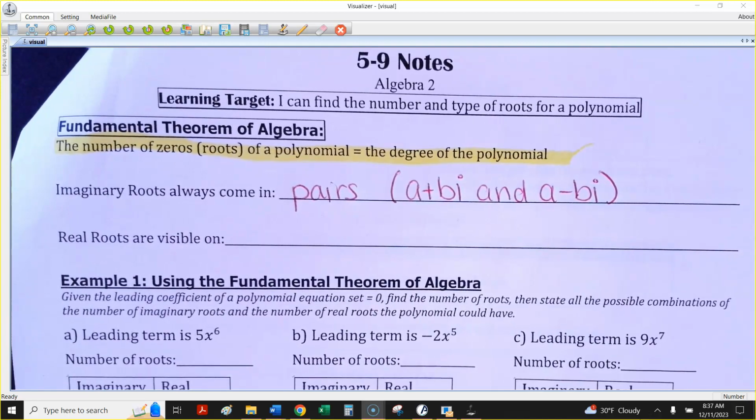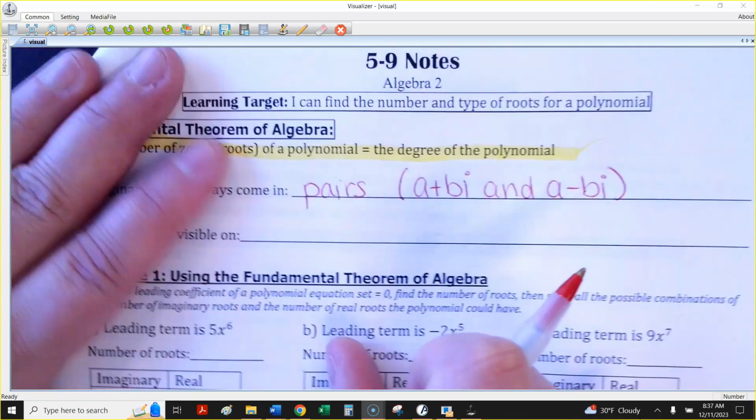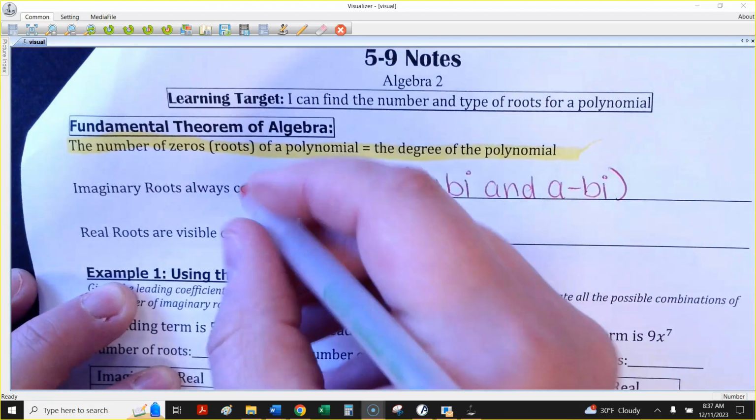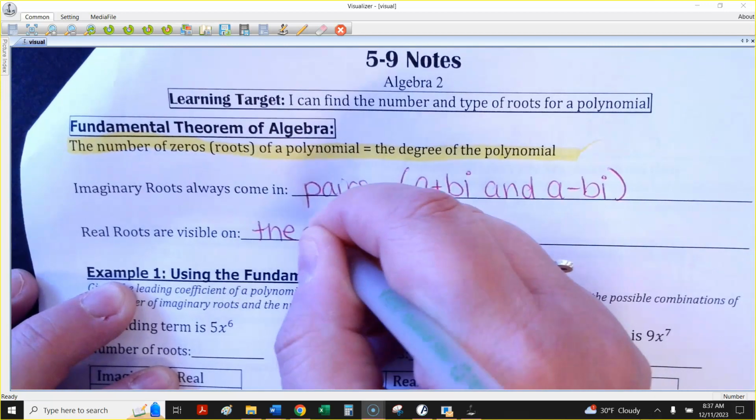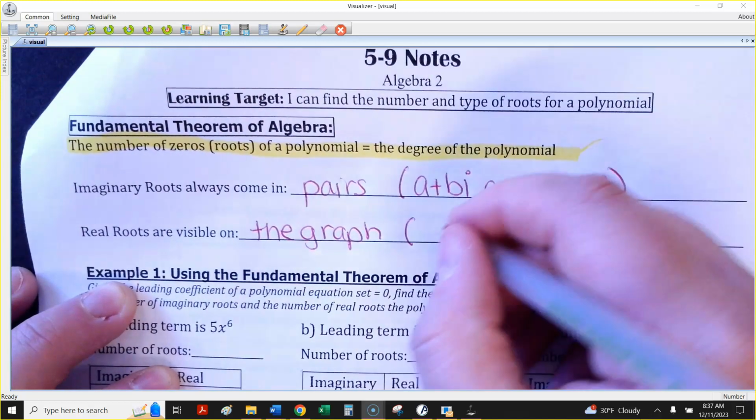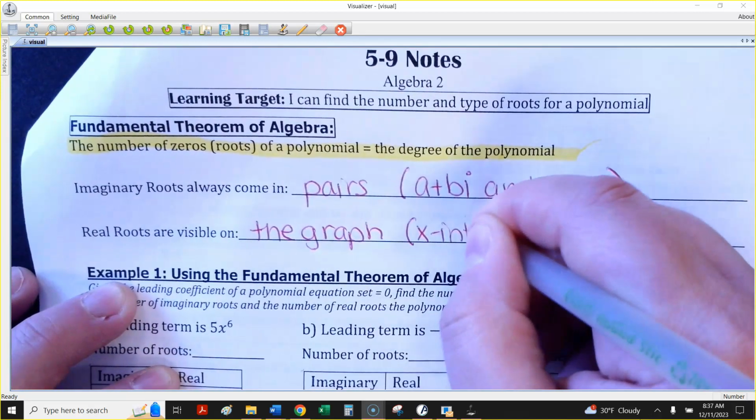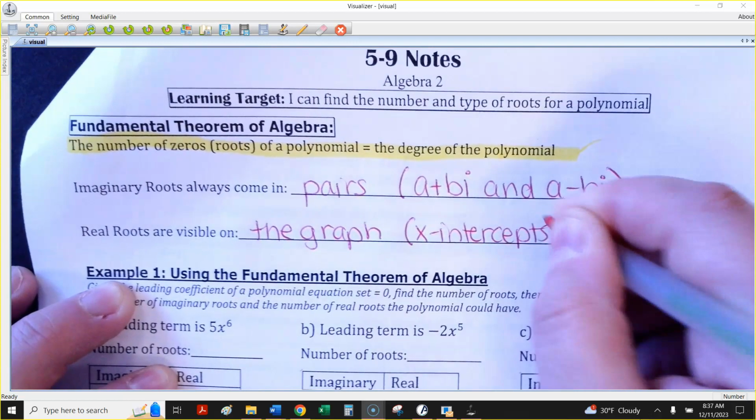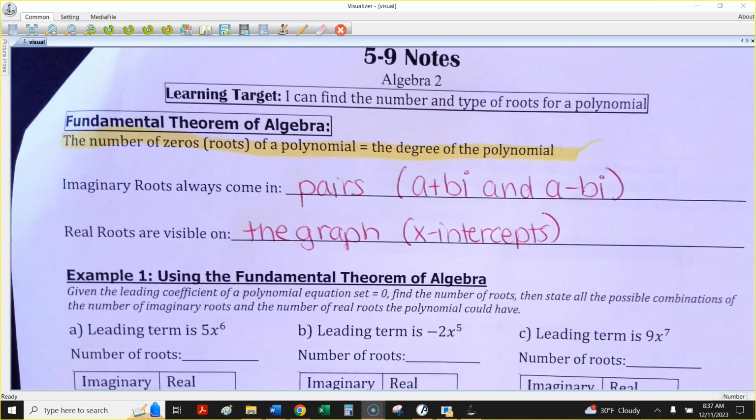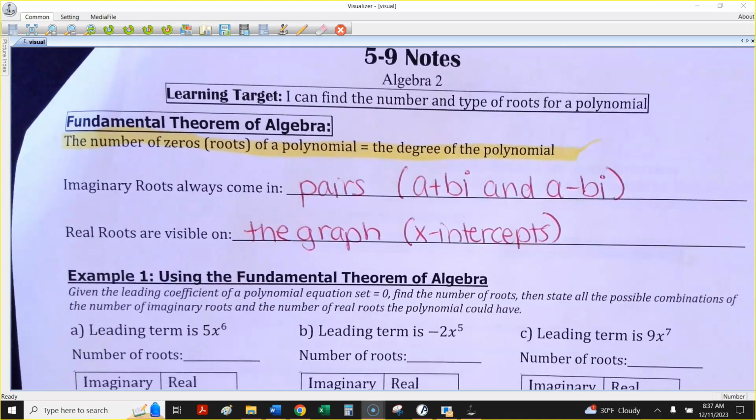Now, a real root doesn't necessarily have a pair or a partner. Real roots are something that you can actually see on the graph. So real roots are visible on the graph of the polynomial. And all you would be looking for to see a real root on a graph is any x-intercepts, so where it touches or crosses the x-axis. Those don't come in pairs. It could just be a single root. It could be 3, it could be 5. They don't have to come in pairs. Imaginary roots, though, do have to come in pairs.